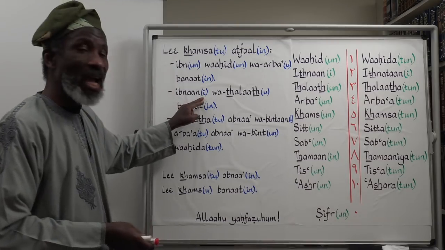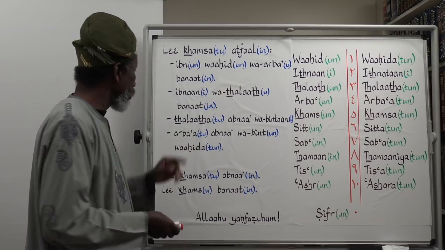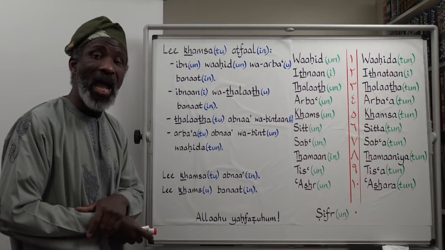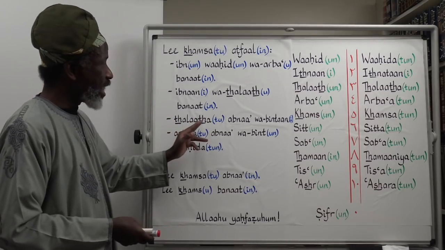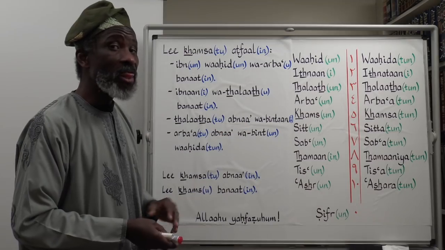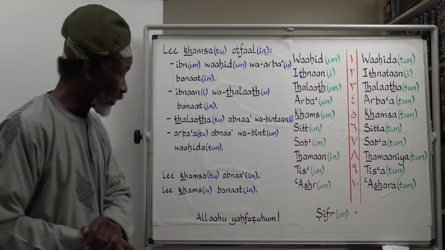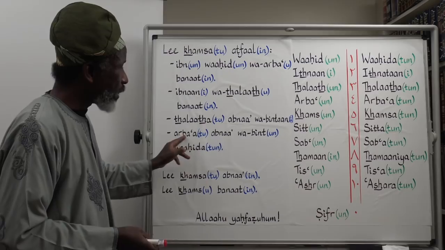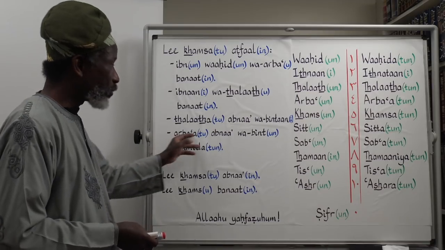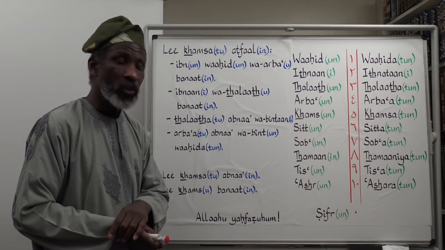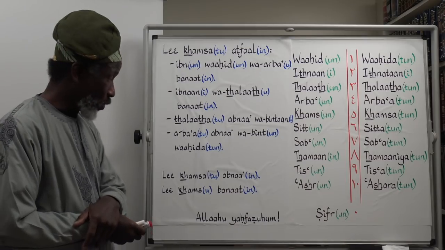Li ibnan, that's dual. I have two sons, وثلاثة بنات, and three girls. لي ثلاثة أبناء. I have three sons, وبنتان, and two daughters. لي أربعة أبناء وبنت واحدة. I have four sons and one daughter.